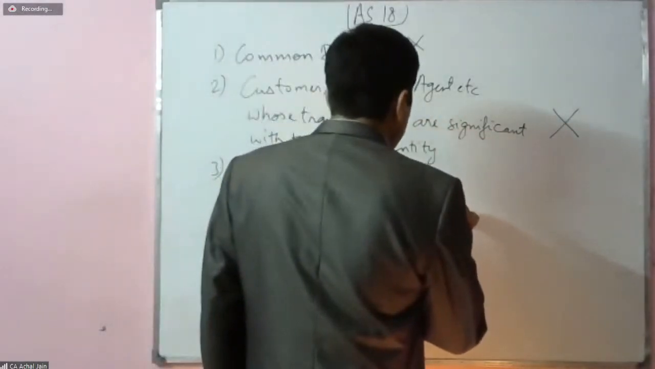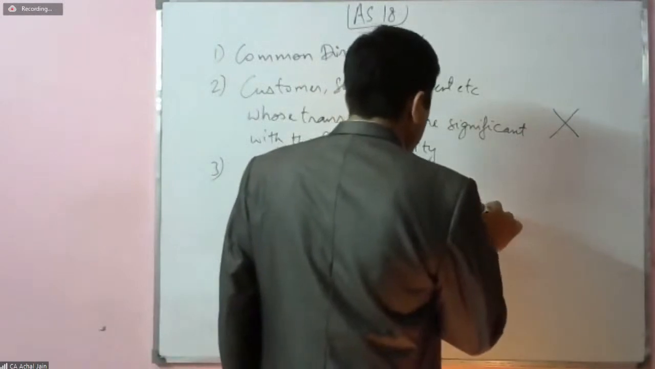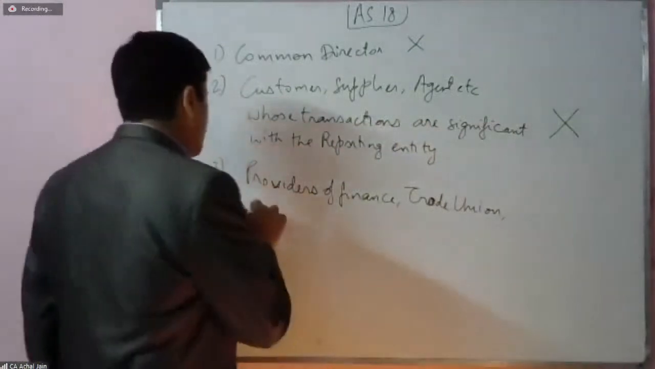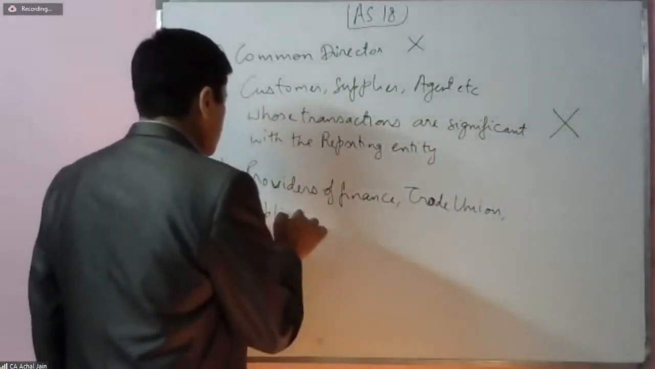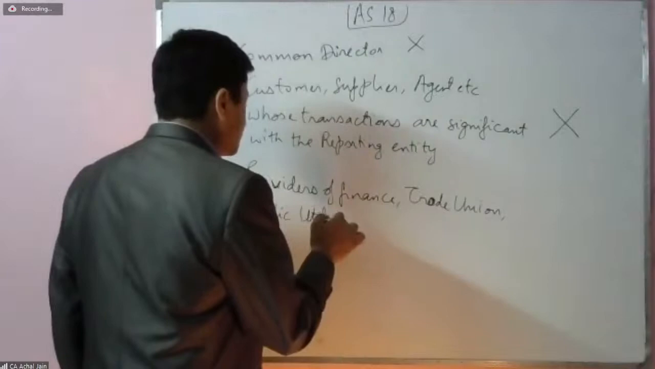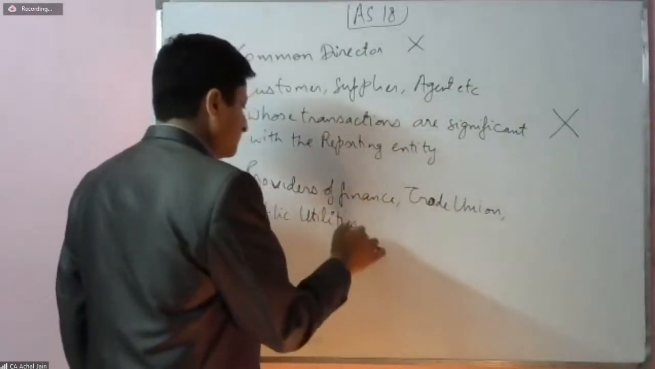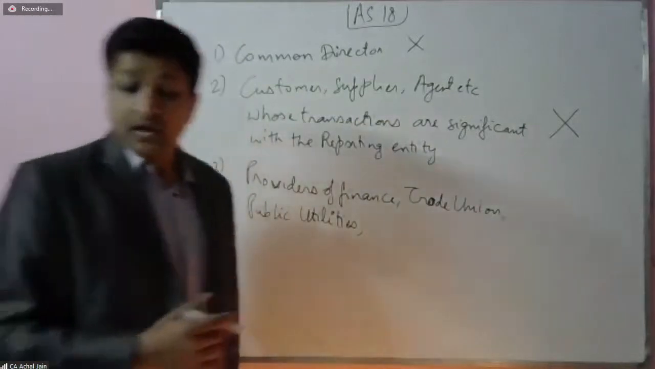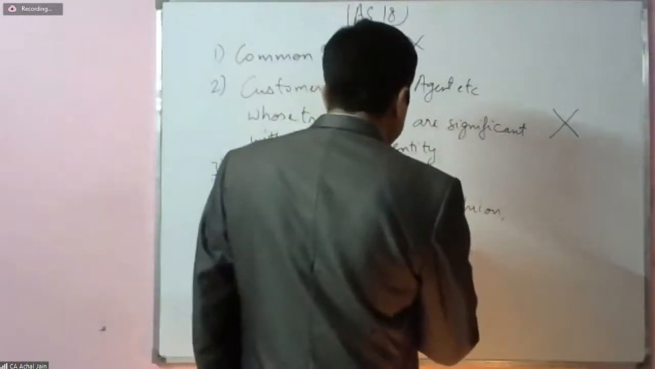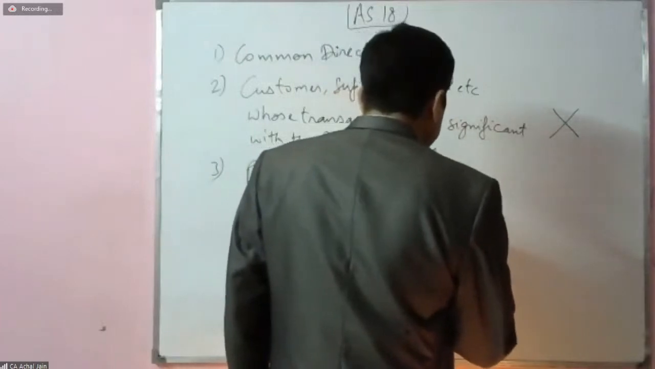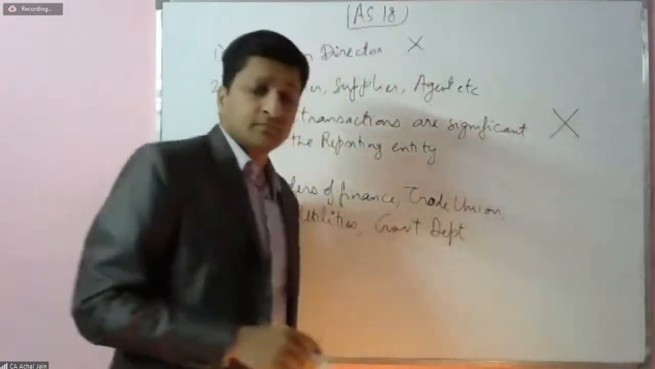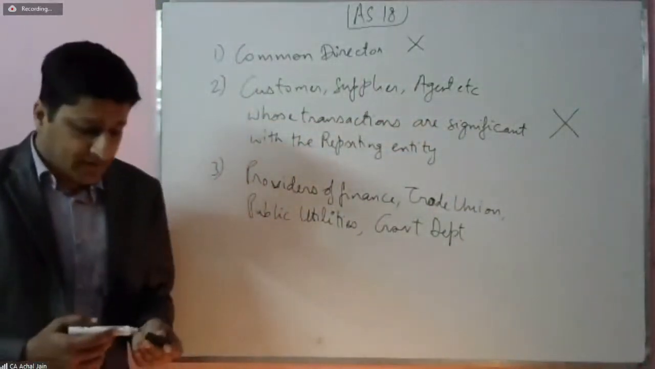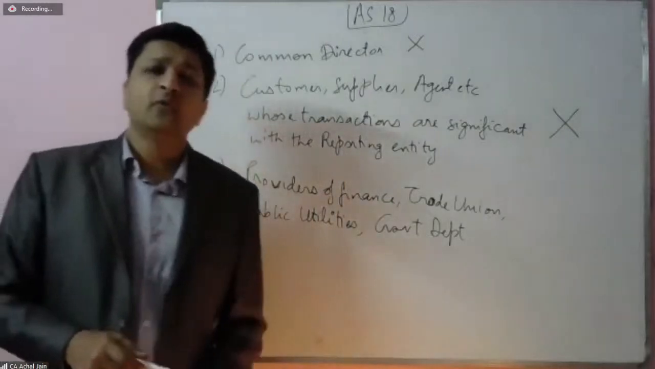Trade union. Providers of finance, trade union, public utilities, provider of finance, trade unions, public utilities, government departments, they will also not be the related party until and unless criteria in A to E is met.